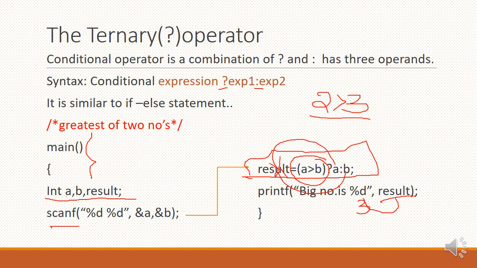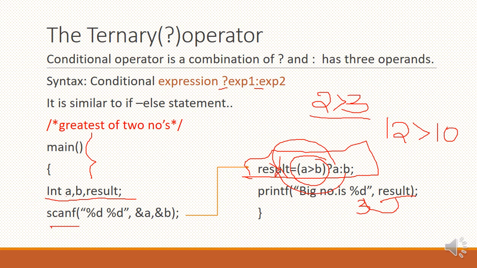Okay, let us take the case where A is the big one. Another example, 12 is greater than 10. That means your A value is equal to 12 and B is equal to 10. Just check, 12 is greater than 10. Is the condition true? Yes, the condition is true.